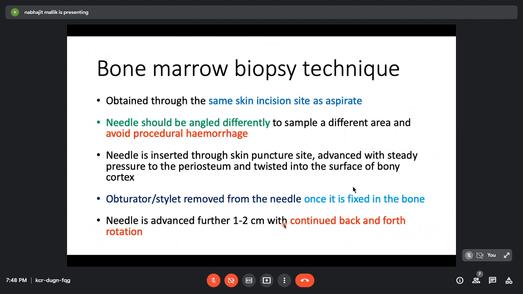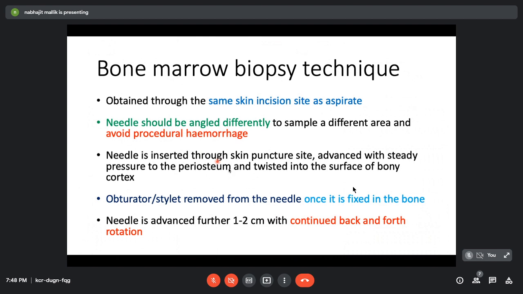After the bone marrow aspirate is done, then you do the bone marrow biopsy. Now the biopsy should be obtained through the same skin incision site as the aspirate. The needle should be angled differently to sample a different area and to avoid procedural hemorrhage. So we enter through the same skin incision, but we angle the needle differently so that we don't go to the same area where we had gone to take the bone marrow aspirate.